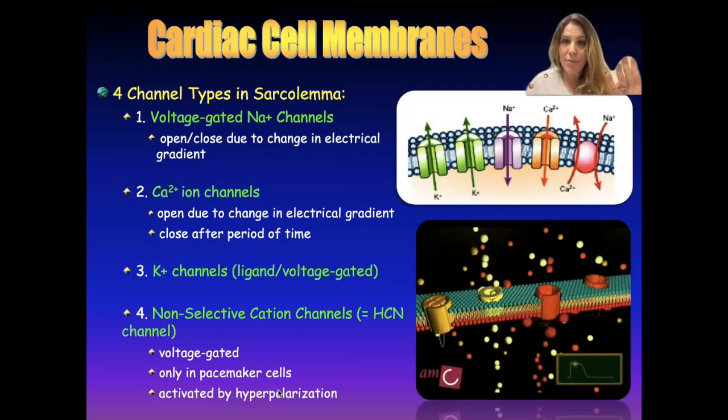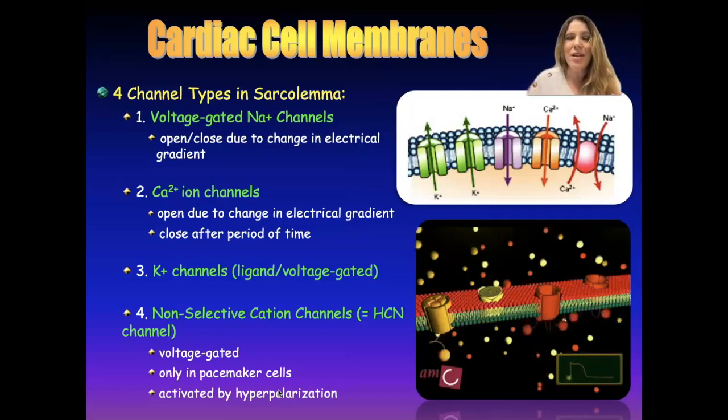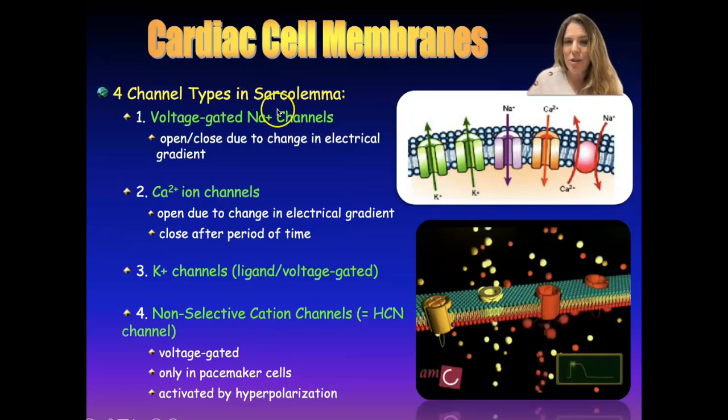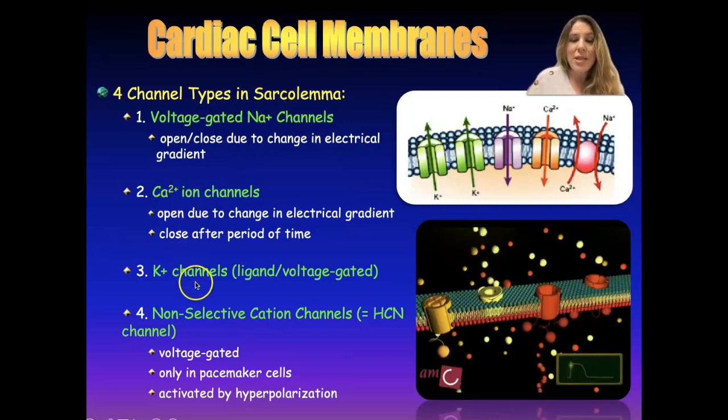So 4 types of channels we're going to talk about in cardiac physiology: voltage-gated sodium channels, calcium ion channels, which are time-gated, potassium channels, which are both ligand and voltage-gated, and non-selective cation channels. All right, let's get to it.